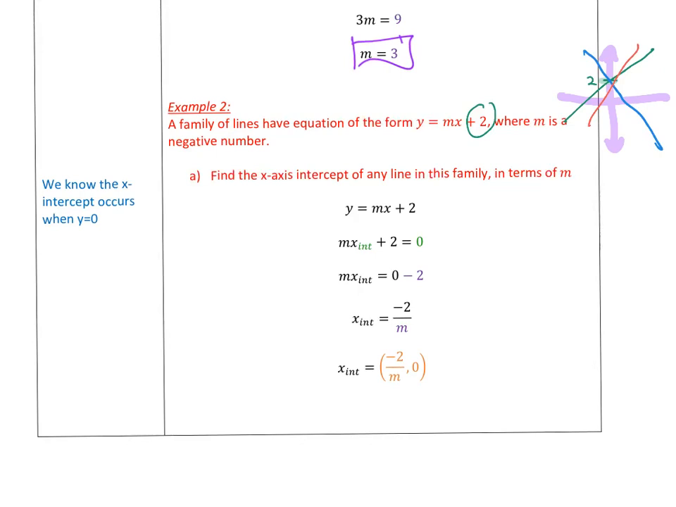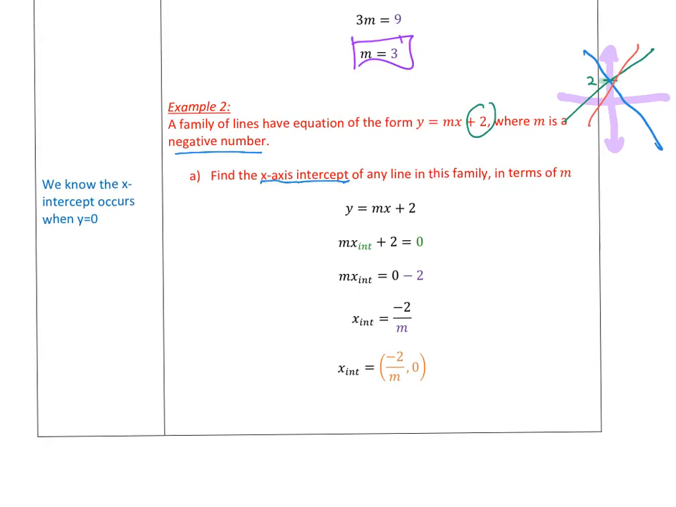So it says find the x-axis intercept for this family. We don't know what the gradient is, that's what they're saying. It has a y-intercept of 2, but the gradient could be something different. But they did tell me here, if you have a look, that it's negative, all right? So it says find the x-axis intercept.